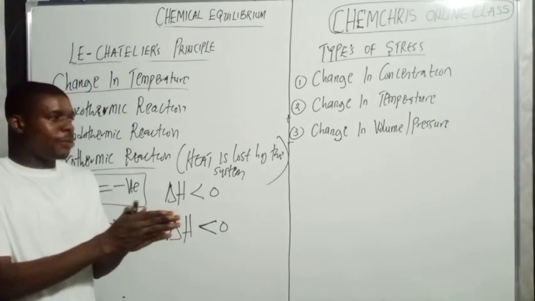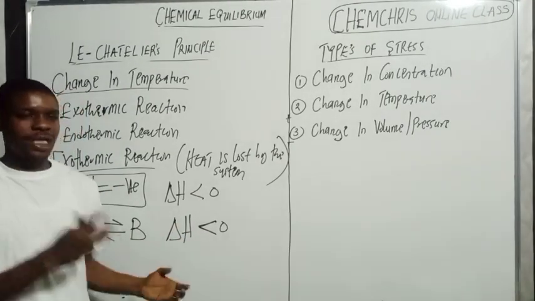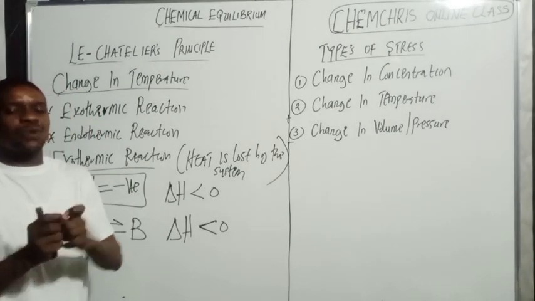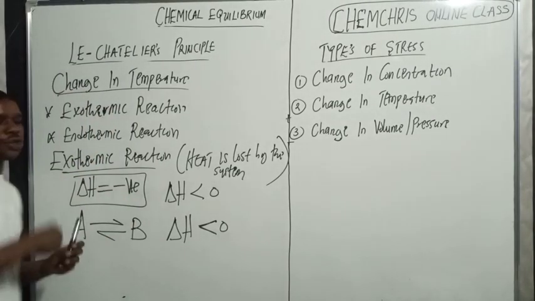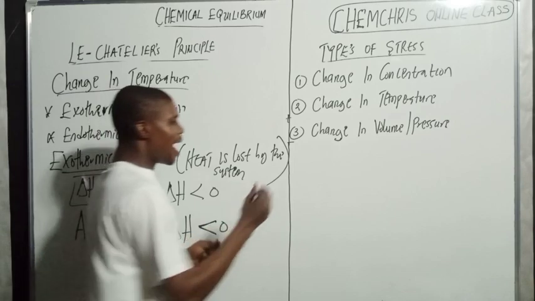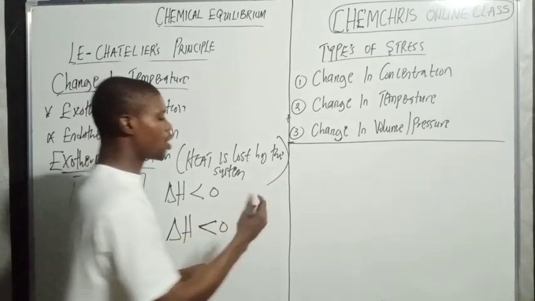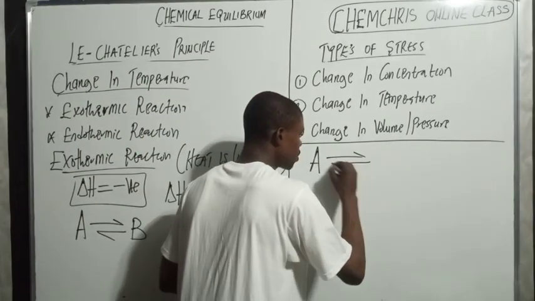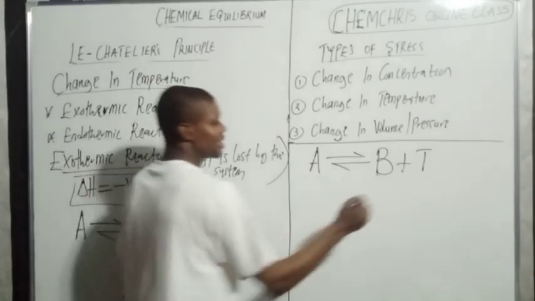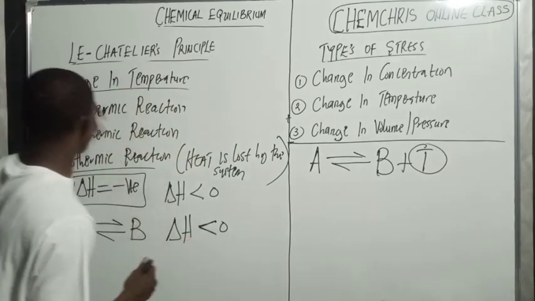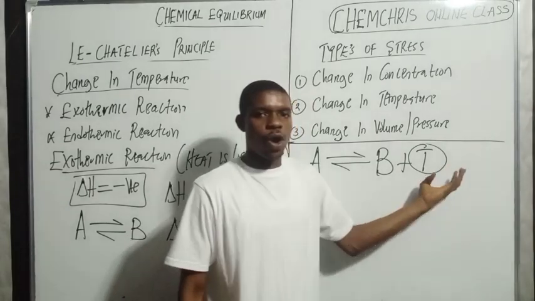Remember, because delta H is less than 0, the enthalpy, the heat content of the system, will be treated as a product. Because it is given out, you have to rewrite the equation as A moves to B plus T. So temperature will always be on the product side when I talk about an exothermic reaction.